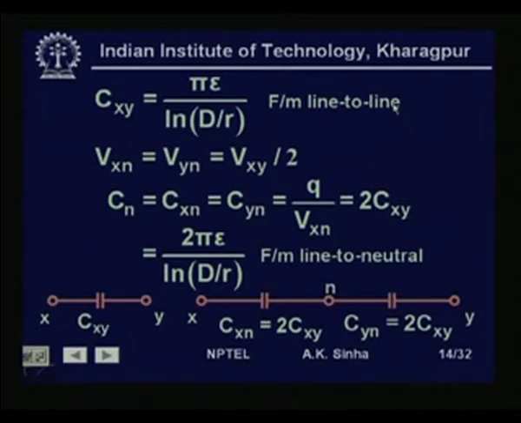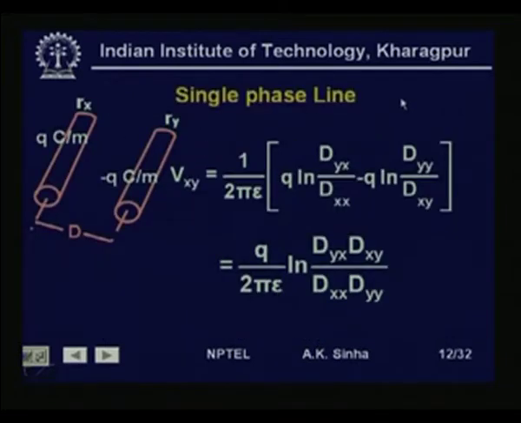Now, if we see this system, in the center of this we will get 0 voltage, because this will be a positive potential, this will be an equal negative potential. So, by symmetry at the center we will get a 0 potential, or the potential of the ground or the neutral.